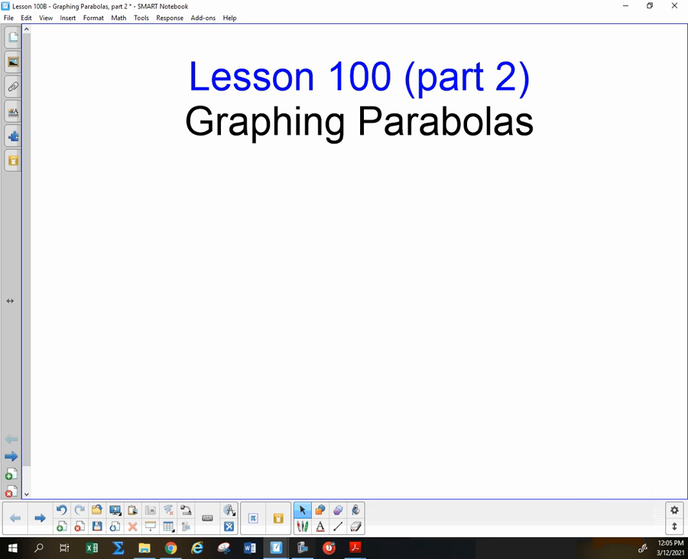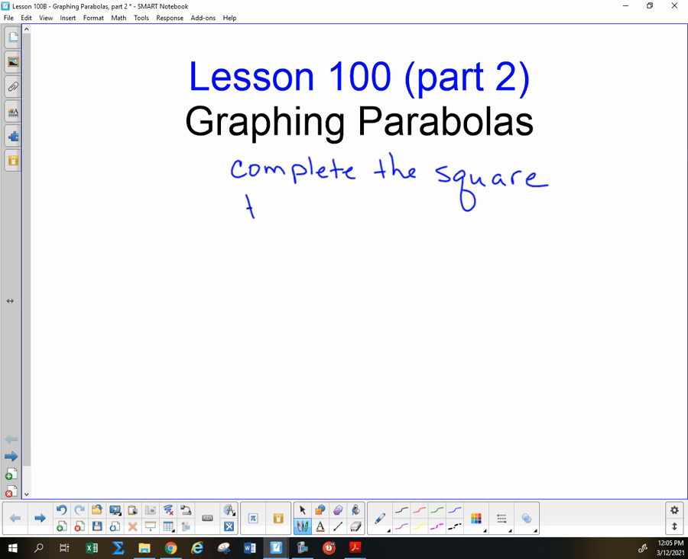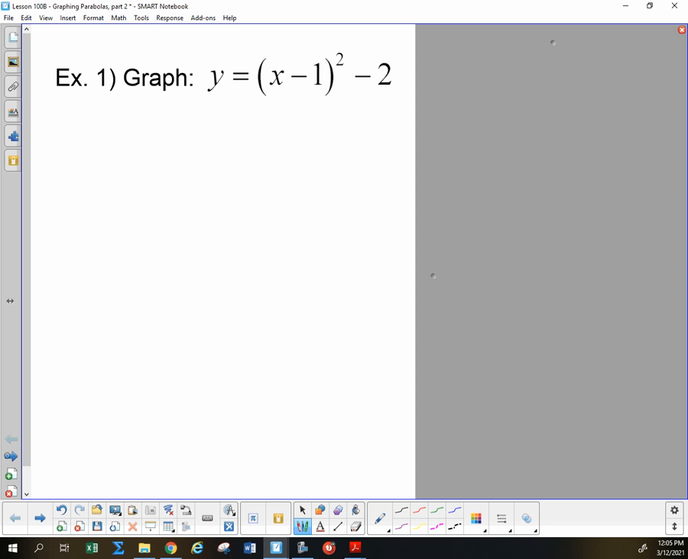Lesson 100, we are continuing learning how we graph parabolas. Today we will be doing them by completing the square to get them into vertex form. The examples today are the same as on your small handout that says Lesson 100, Part 2, Graphing Parabolas at the top. Our first example is strictly review.